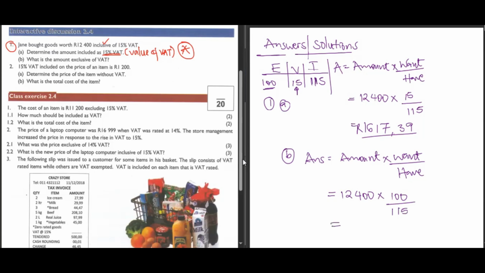So we end up asking ourselves, what answer do we end up having? We shall end up having 10,782 rands, 61 cents. That's how we do question number 1, part B. This is when we are using the formula.